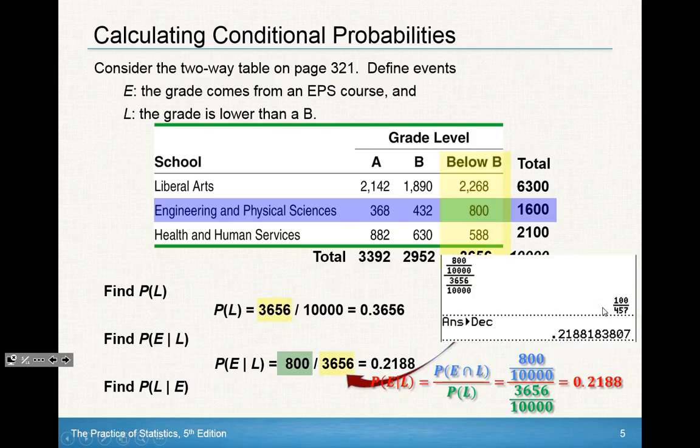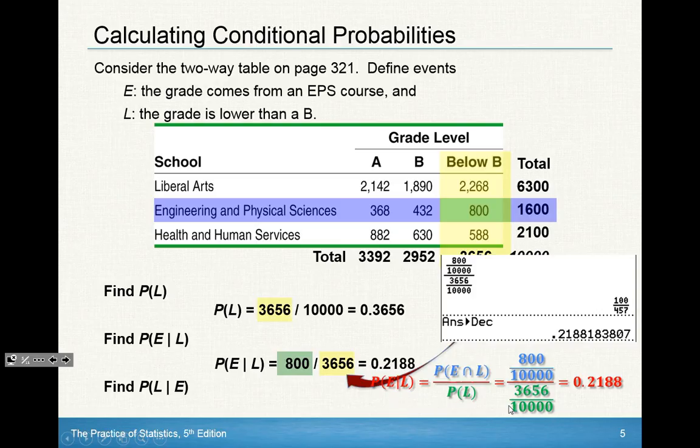Another way of looking at it is to use the formula. The formula says that the probability of E given L is equal to the probability of E intersection L divided by the probability of just L. I took it from the previous slide. Instead of A's and B's, I just replaced everything that was an A with an E and everything that was a B with an L.